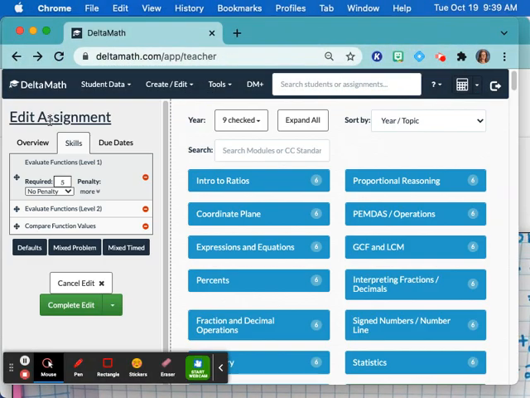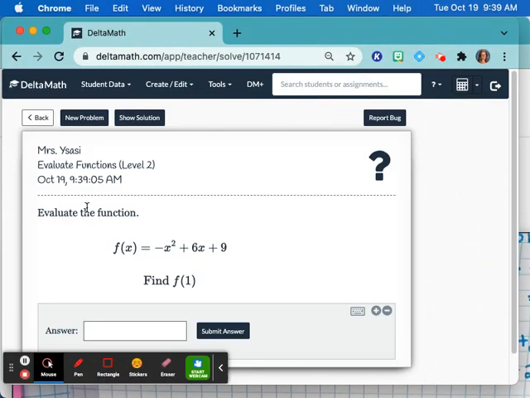Okay, let me show you the second one. All right, let's look at this one. F of x equals negative x squared plus 6x plus 9. Find f of 1.